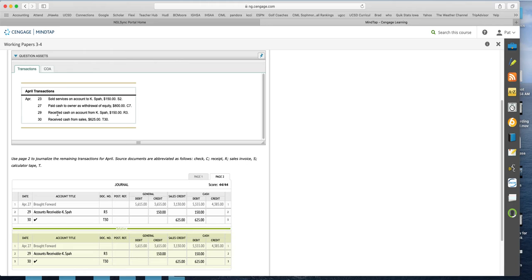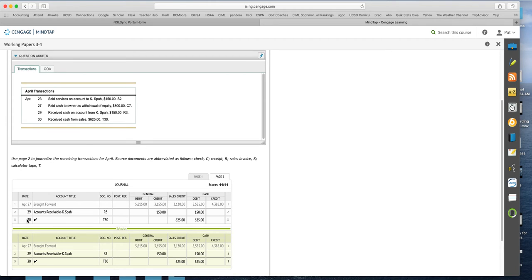Now we have a few more transactions we need to record. Receive cash on account from K-Spa. So we're receiving cash. So we know we're debiting cash. It's the 29th, accounts receivable K-Spa. They're paying off their bill. We sold services on account to them. Now they're paying their bill off. We're receiving $150 in cash, so we need to lower their bill, and so we lower it with a credit to the asset accounts receivable. So $150 credit to accounts receivable because they're paying their bill off, $150 to cash because it's a cash receipt.